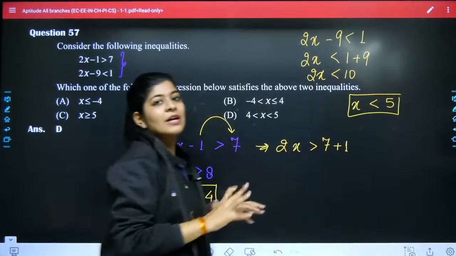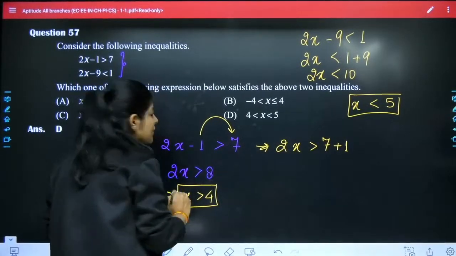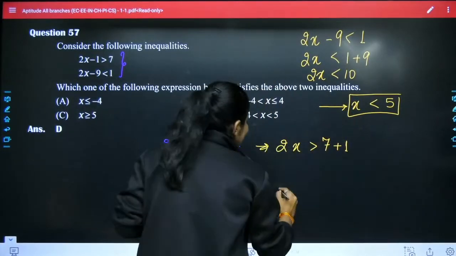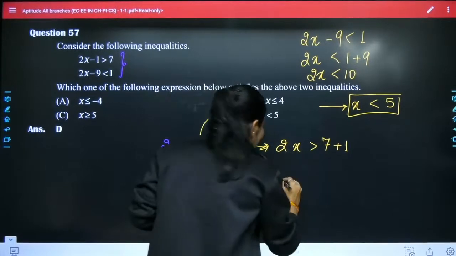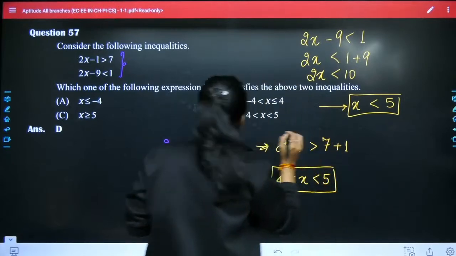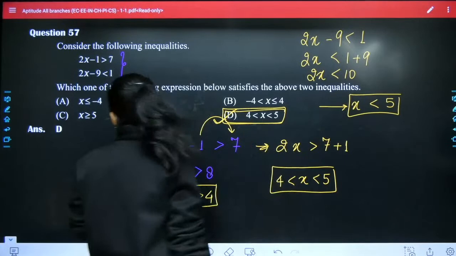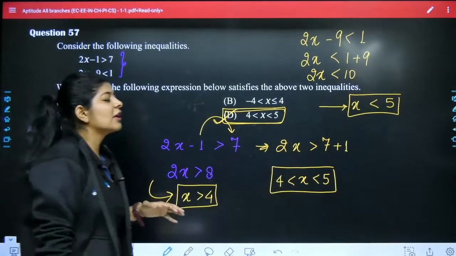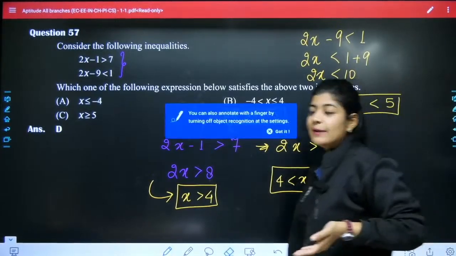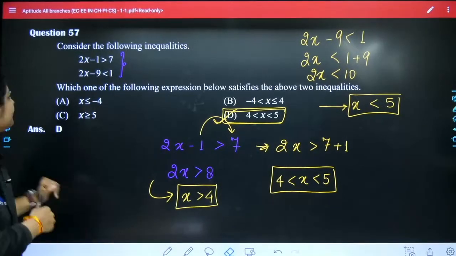If we merge the results from inequality 1 and inequality 2, x should be greater than 4 but smaller than 5. That means option D satisfies our inequalities. This is again a very easy question which was asked from the topic inequality. Now let's move to the very next question.